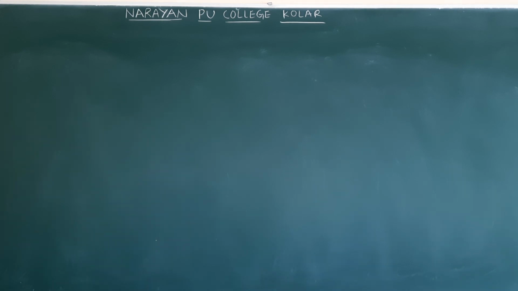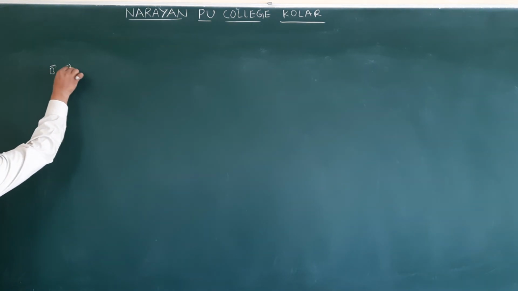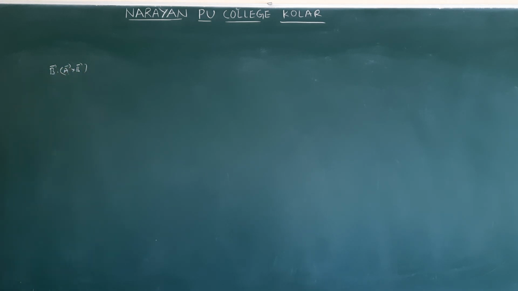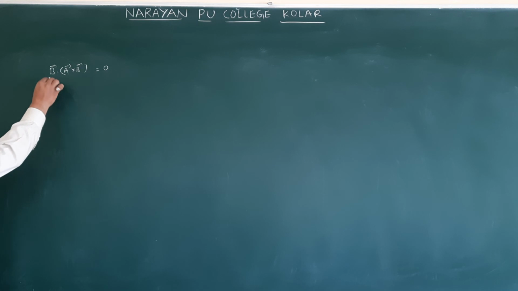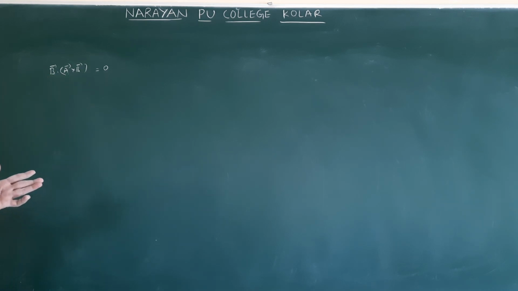Next, the 18th one is also the same model, you can try. Next, the 19th one. A bar, b bar are vectors, then the value of b bar dot, a bar cross b bar. First find a bar cross b bar. A bar cross b bar is always perpendicular to a bar and perpendicular to b bar. So b bar dot that perpendicular component is at 90 degrees, therefore this is going to become 0. If two vectors are perpendicular, their dot product is going to become 0.